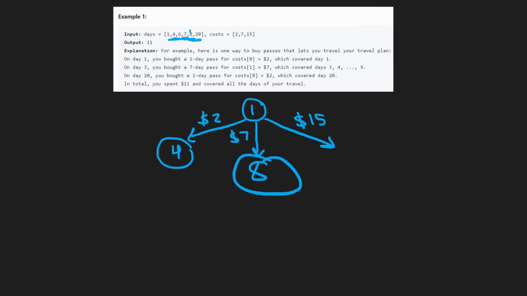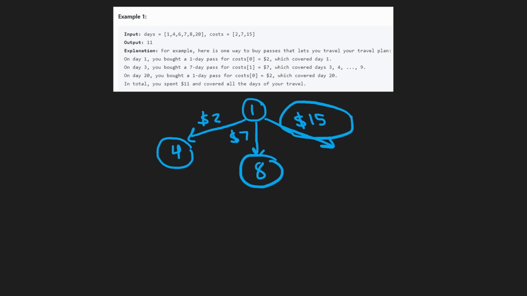Now, if day 8 wasn't even in this array up above, if day 8 was not there, then we could automatically skip all the way to day 20, right? Because we don't have to travel on any days in between 7 and 20. Then we can just skip there, right? That's kind of the logic that I'm trying to get at here. So with the 7-day pass, we get all the way to day 8.